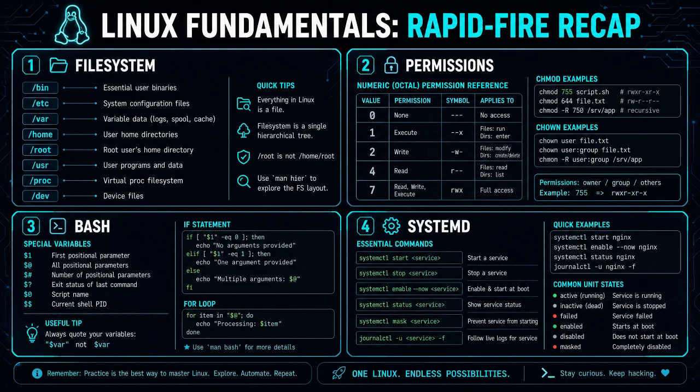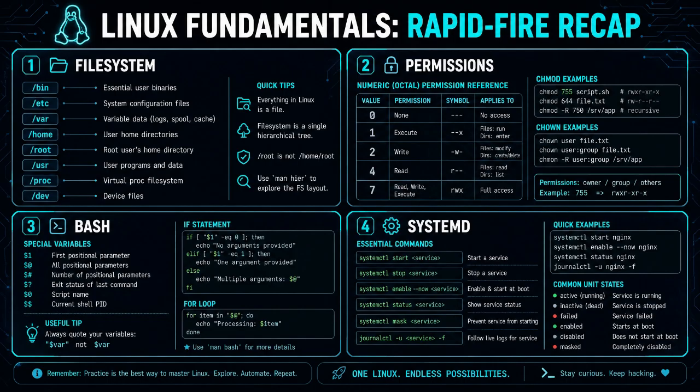Permissions, in brief: 0 is nothing, 1 is execute, 2 is write, 3 is write and execute, 4 is read, 5 is read and execute, 6 is read and write, 7 is everything. chmod 750, or the symbolic equivalent, changes permissions. chown user:group changes both owner and group. Add -R for recursive. chgrp changes just the group.